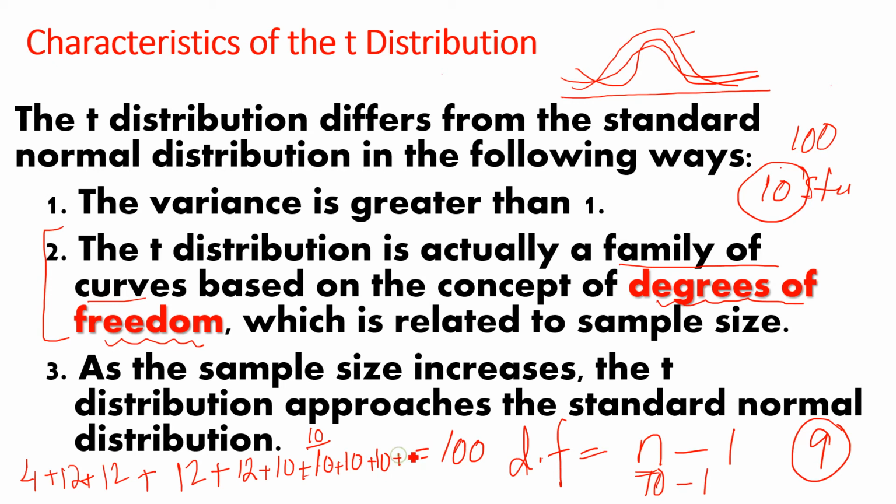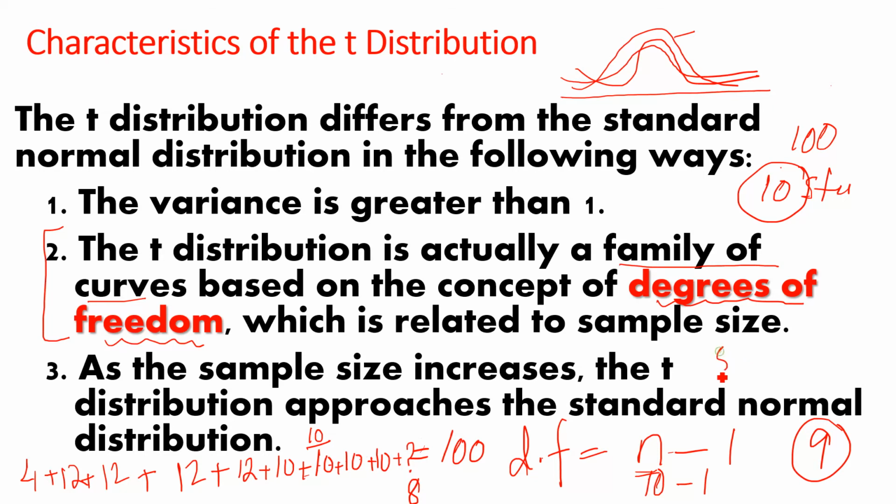The 10th number should be a specific number in order to make it 100, right? So these are total 92. So the 10th number is 8. So this is called the degrees of freedom. N minus 1 means 9 numbers.